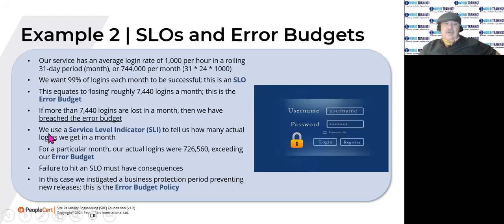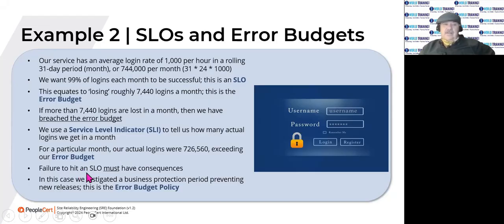So we use a thing called a service level indicator, which goes hand in hand with an SLO, to tell you how many logins you actually got in a month. An indicator is literally a count. In this case, it's a count of successful logins. In other words, in a particular month, if your actuals were 726,560, that exceeds your error budget, right?